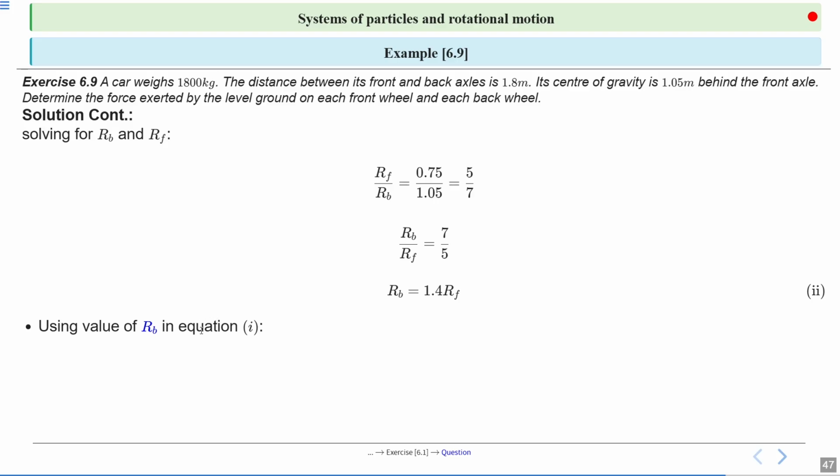Now, solving for RB and RF, RF divided by RB is equal to 0.75 divided by 1.05, which is 5 by 7. So RB divided by RF is equal to 7 by 5. So RB is equal to 1.4 times RF. Now using the value of RB in equation first, we get RF plus RB is equal to 17640 Newton.